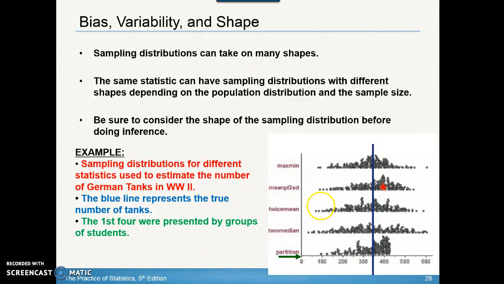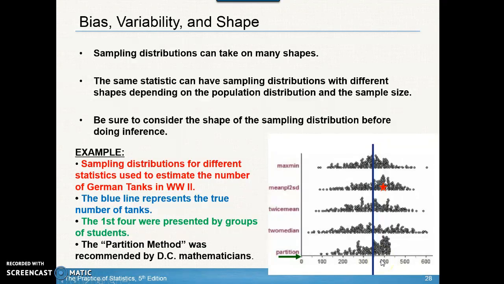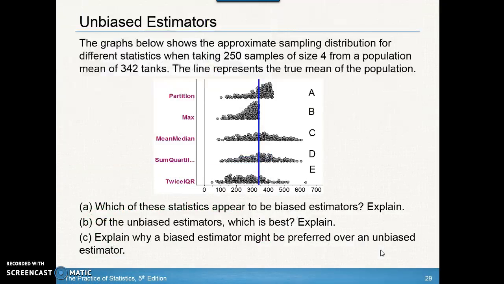The first 4 were presented by groups of students: 1, 2, 3, 4. Not this one, just these first 4. The partition method, which is this one down here, was recommended by the DC mathematicians. So let's take a look at why this particular one was recommended. The graphs below show the approximate sampling distributions for different statistics when taking 250 samples of size 4 from a population mean of 342 tanks.